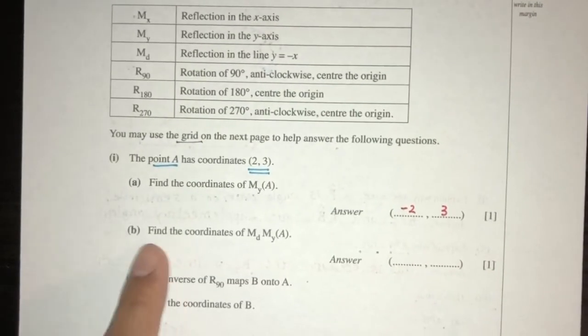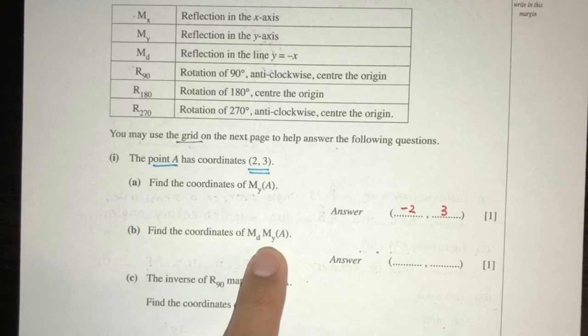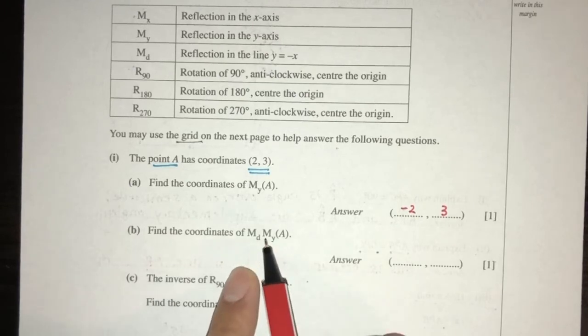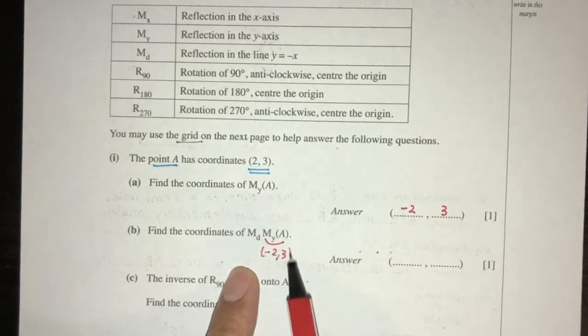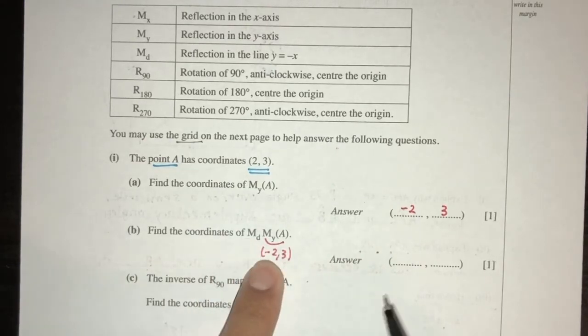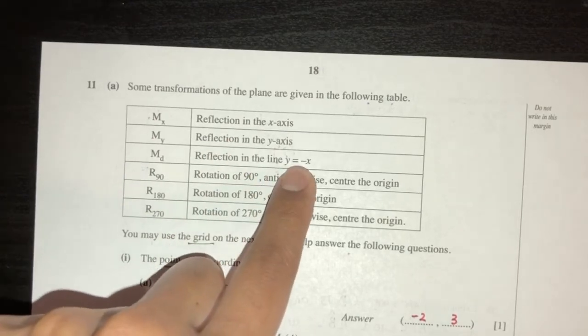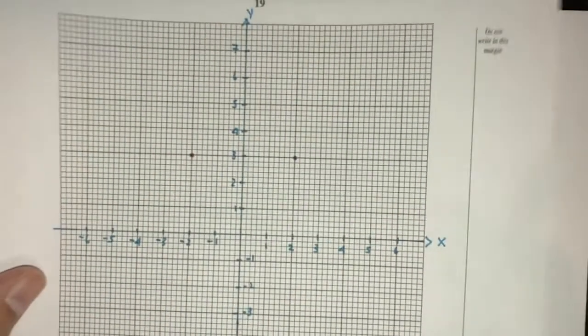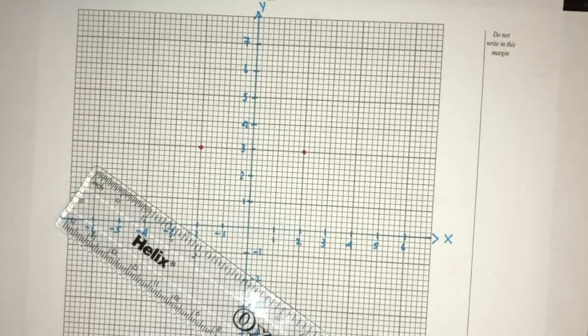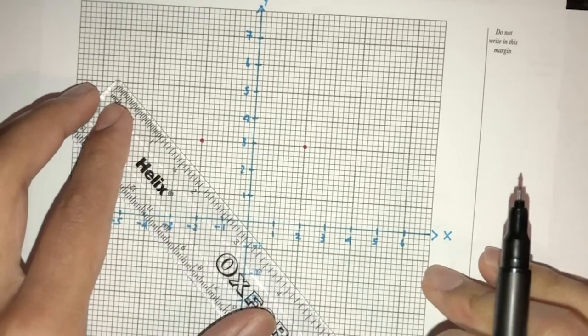Now next one, find the coordinates of this. So basically, this is the same. So this is minus 2, 3. We have to apply MD to that. So MD is reflection in the line y equal to minus x. So let's do that. First thing, let's draw the line y equal to minus x. It will be in this direction.